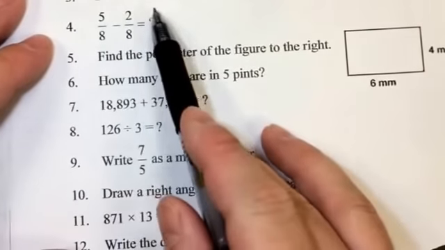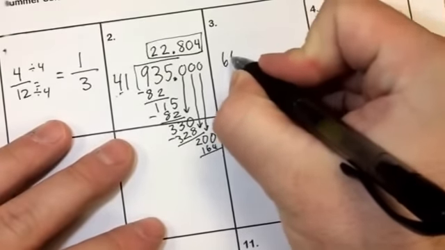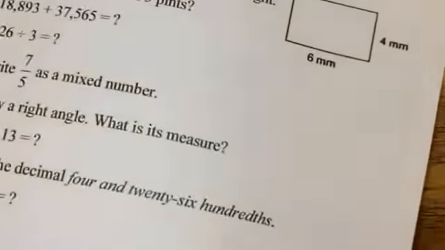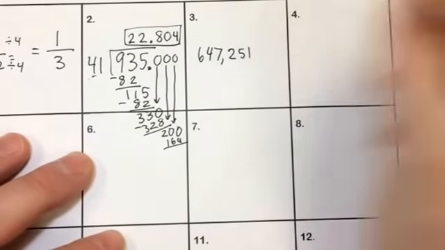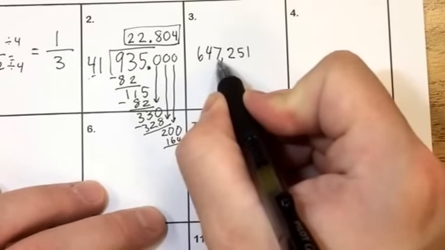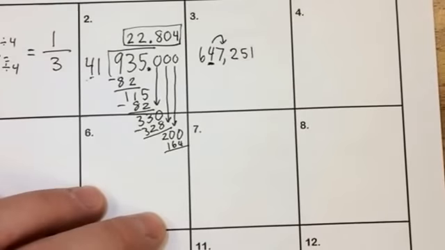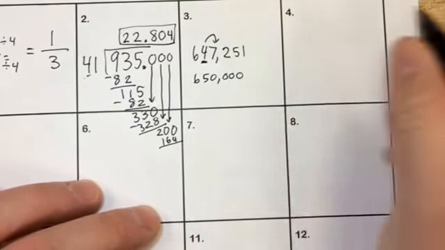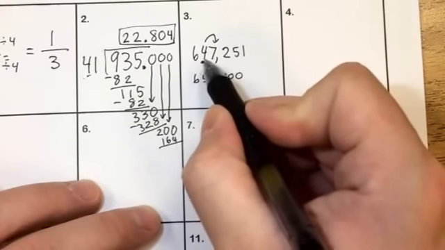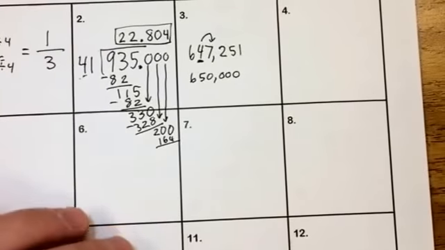Number 3, round 647,251 to the nearest 10 thousandths. So let me write that down. 647,251. And we're rounding to the nearest 10 thousandths. So I know that here's my thousandths place. The 4 is in my 10 thousandths place. Look at my next door number, see that I got a 7. So I'm going to round this up to 650,000. And remember, you always round the number you've underlined up or down, and then you fill in the rest with zeros. So I've got 650,000.